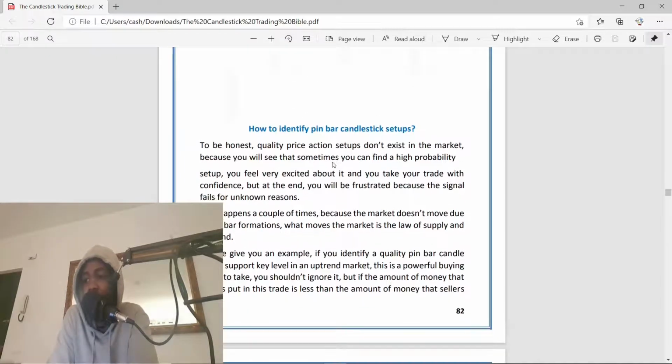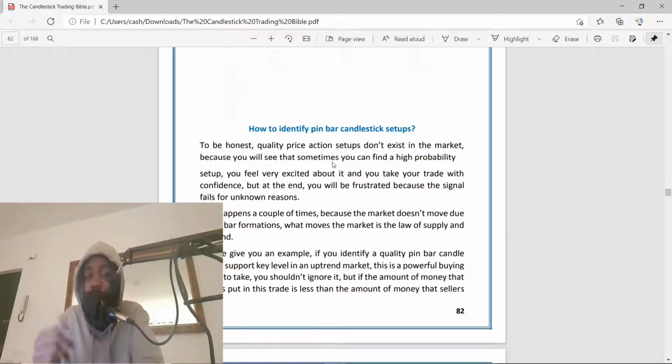So how to identify pinball candlestick setups? To be honest, quality price action setups don't exist in the market, because sometimes you can find a high probability setup and you're going to get very excited about it and you take your trade with confidence. But at the end, you're frustrated because the signal fails for an unknown reason. And that unknown reason is just due to the vast size of the market, meaning that there are so many factors and so many things that you're working against for you to come out profitable or to come out with a win. Meaning that every time you get on the charts, man, accept your losses, maximize your wins.